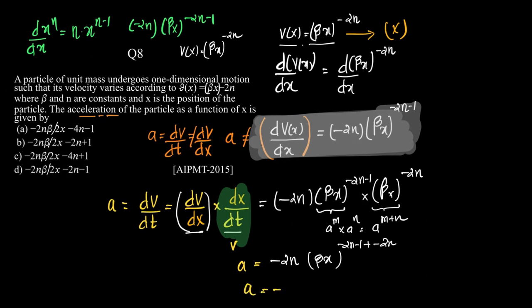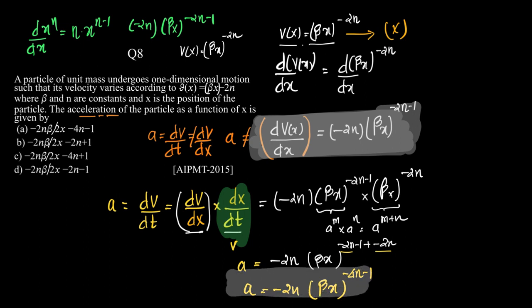So acceleration is equal to minus 2n into (beta x) to the power minus 2n plus minus 2n, which is minus 4n minus 1, which is the answer we require. So minus 2n (beta x) to the power minus 4n minus 1, option A.